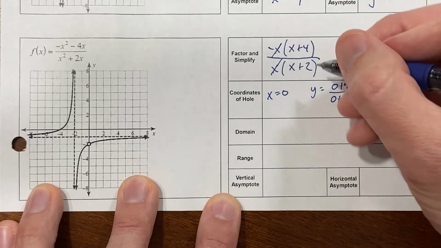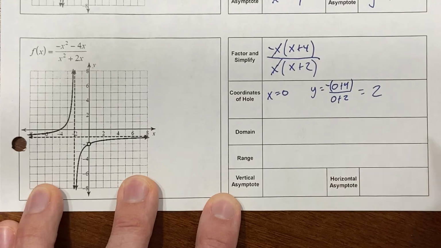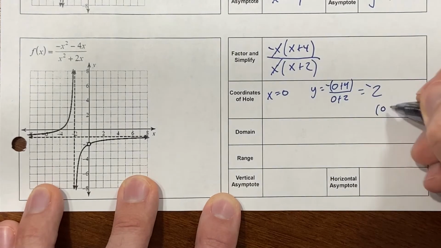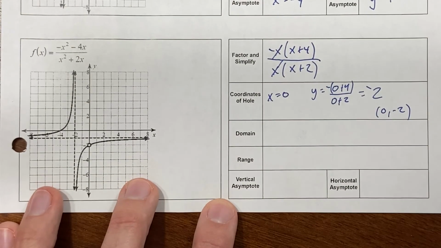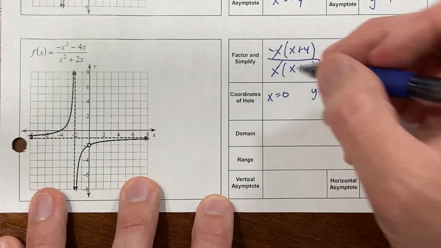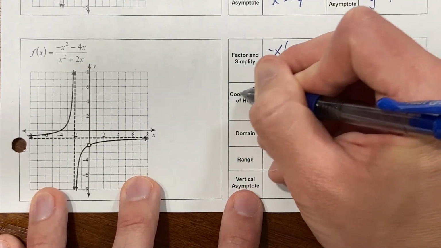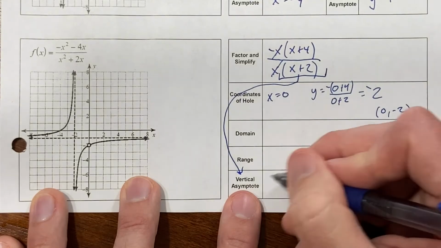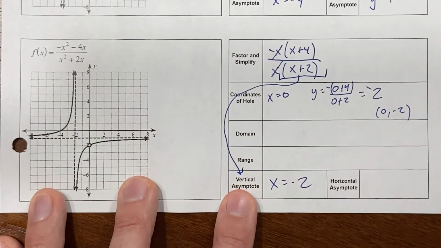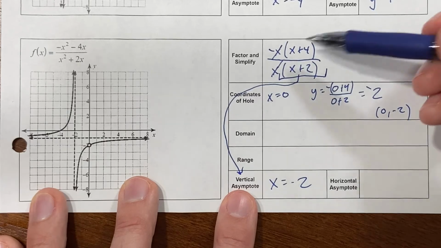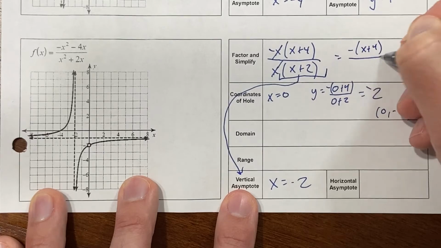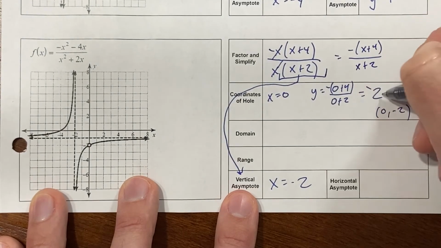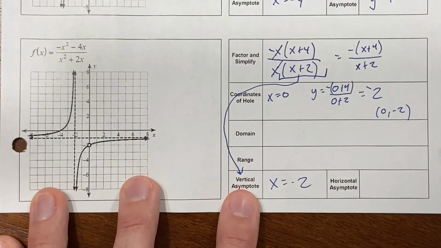-2. I forgot this negative up here, people. -2. Okay, so the coordinate would be 0, -2. And let's look at this vertical asymptote. So where the denominator equals 0, that would make x equals -2. I never put the equals over here, so this would be negative x plus 4 over x plus 2. That's what messed me up right there. Excuses. Challenge your excuses, children.